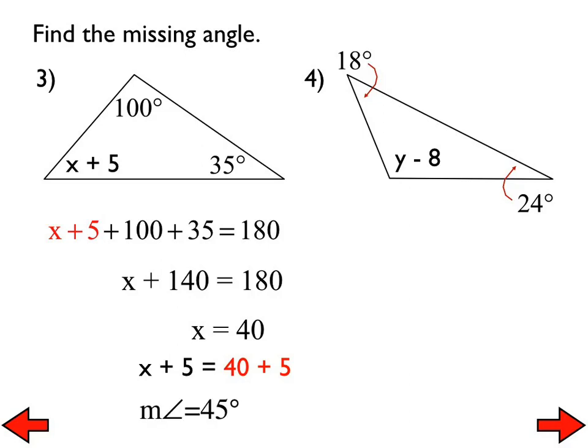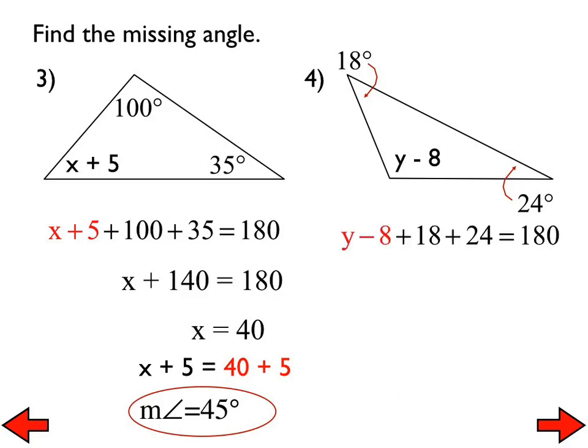Three angles in any triangle will always have a sum of 180 degrees. That means y minus 8 plus 18 plus 24. Those are those three angles that are there. That is supposed to be equal to 180. From there, you should combine your constants together. Negative 8 plus 18 is 10. 10 plus 24 is 34. So we have something like this. And then subtract 34 from both sides. Y is equal to 146.